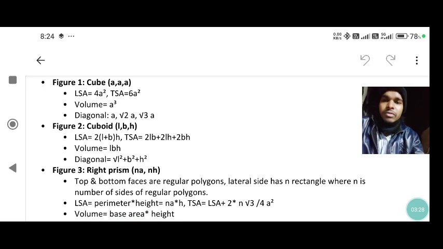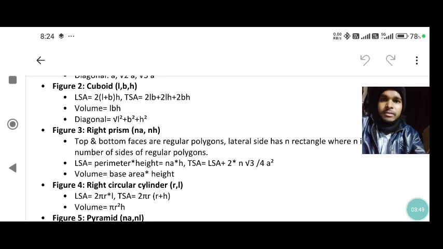The first figure of today is a cube with all sides equal. Its side is a, the face diagonal is √2a, and the cube diagonal is √3a. The surface area is 6a². The volume is a³.